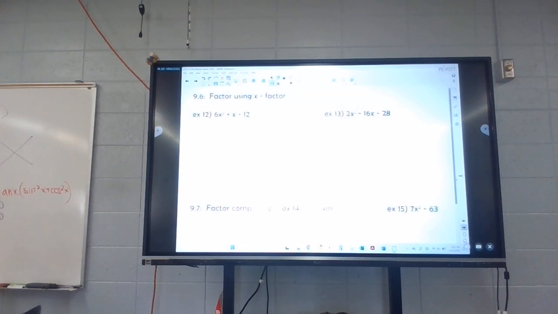So our next type, it says factor using this X factor. Now, one of the things I want to remind you is always still look for a GCF first.